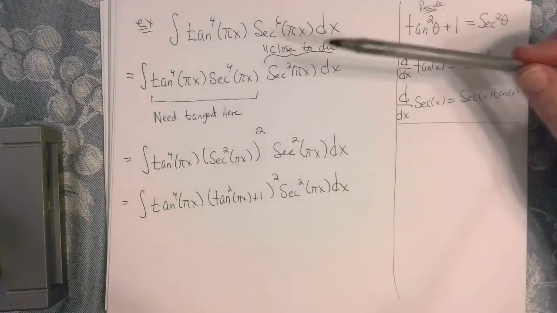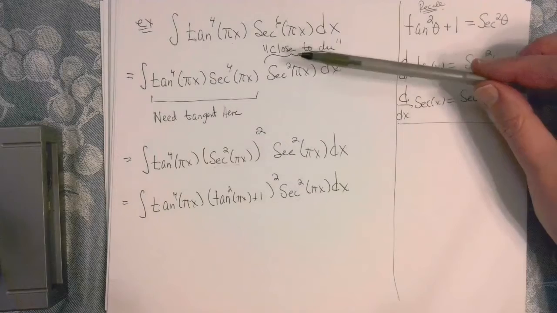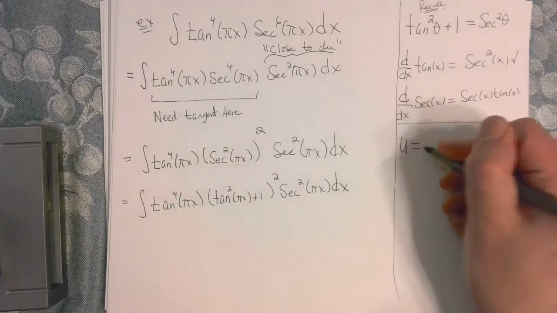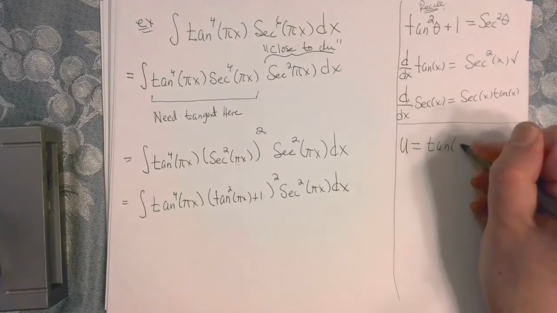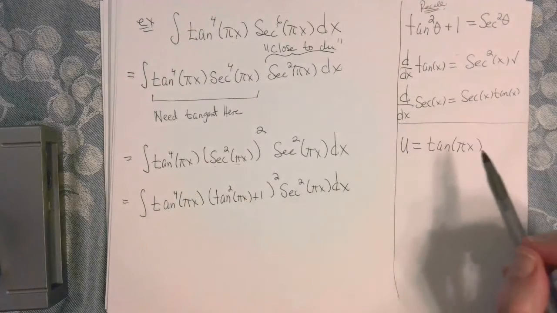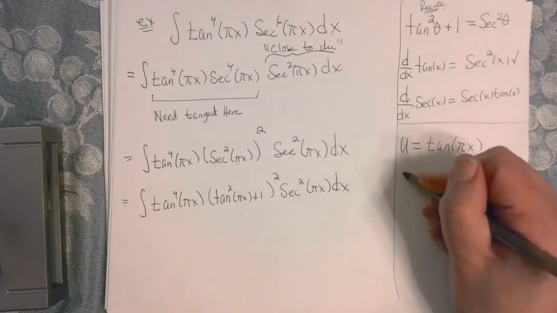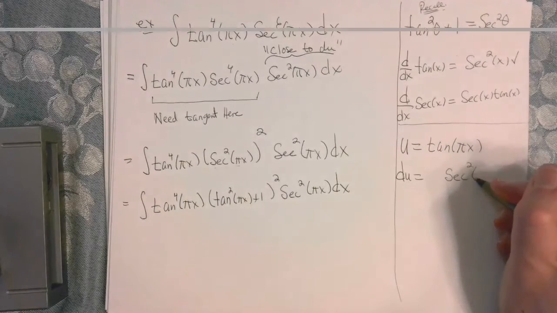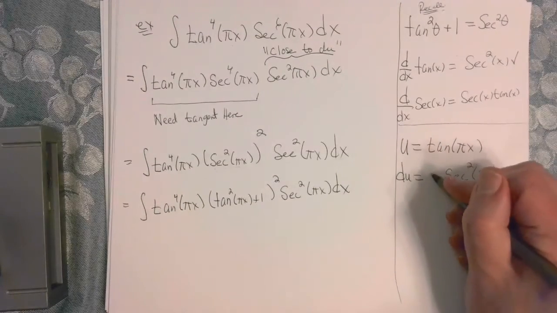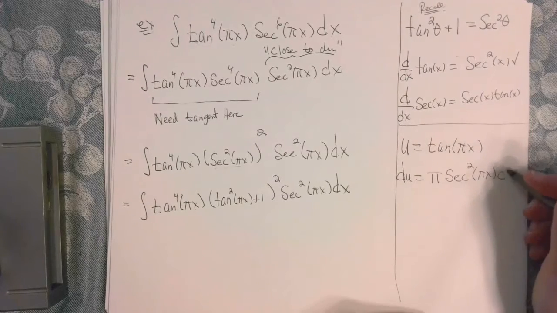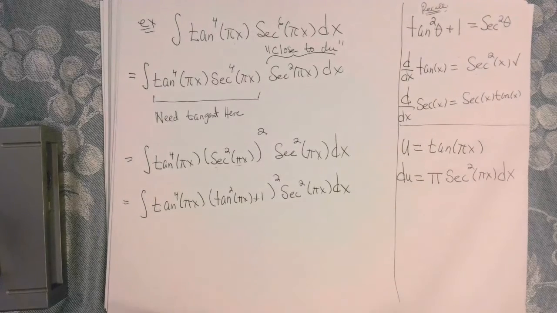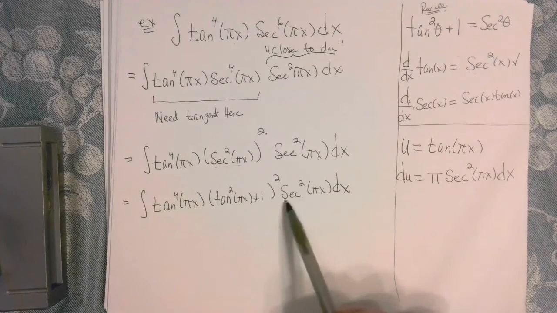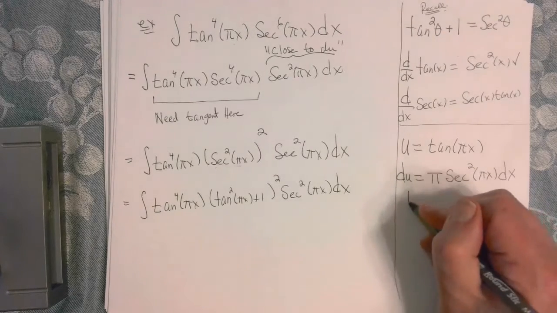Okay, so now we can see the point of all of that algebra. The point of that was to set us up for a substitution. So we're going to let u equal the tangent of pi x. We're going to carefully take the derivative using the chain rule. So that's going to give me secant squared of pi x times the derivative of the inside, which would be pi, and of course dx. Don't forget your dx. We're hoping to replace this. So we just divide by pi.